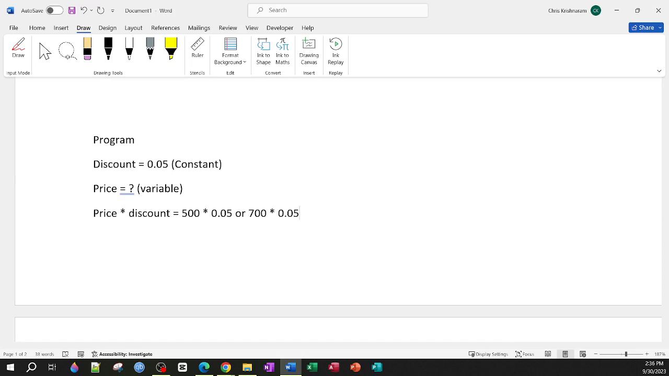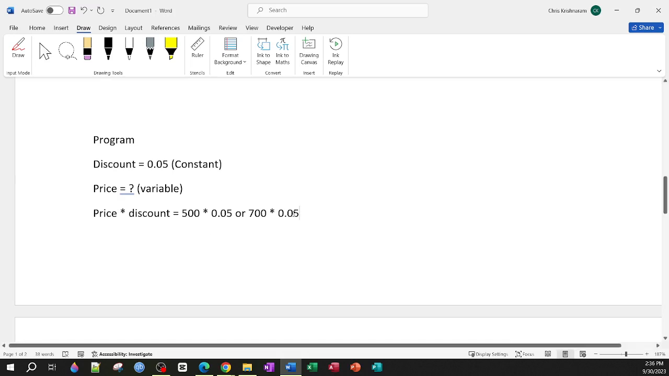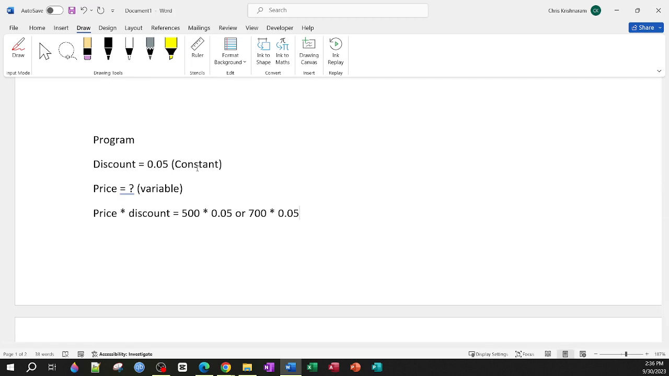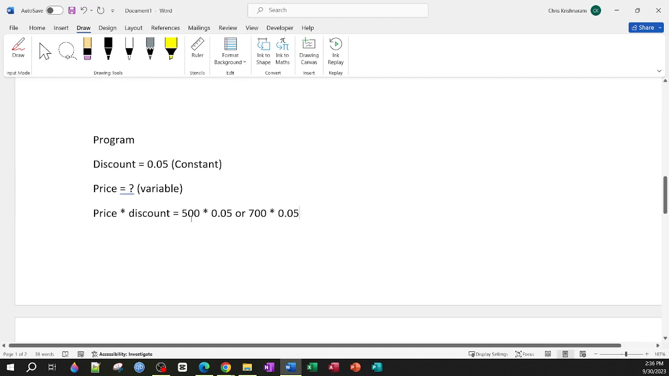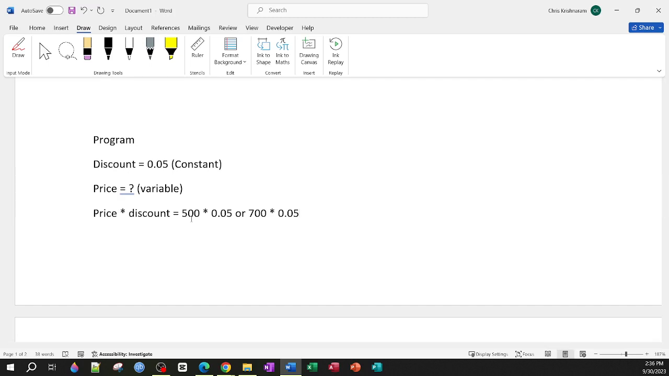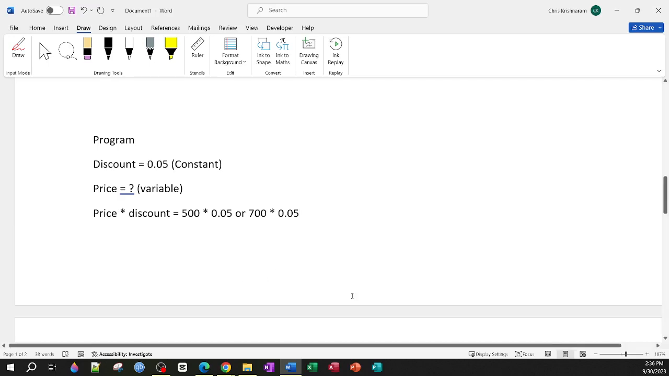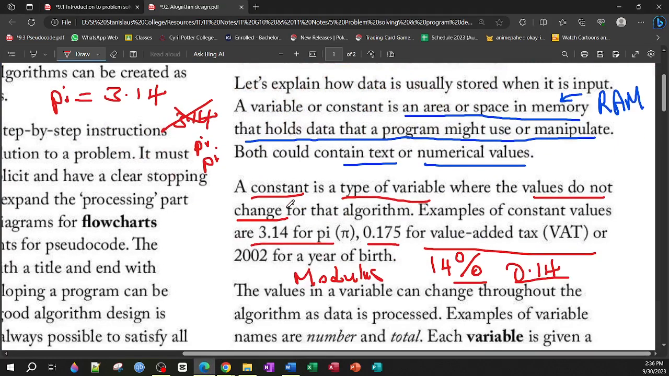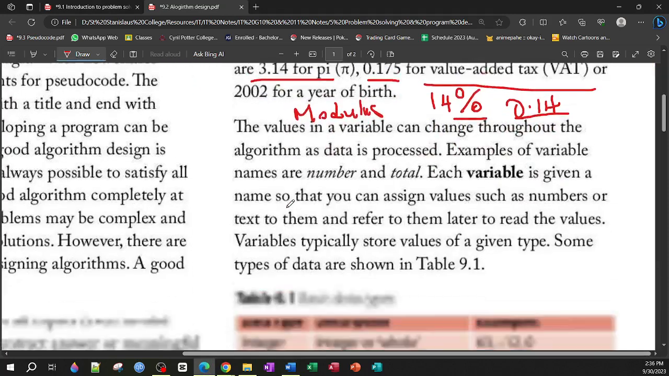So the discount part is always going to remain the same because that's constant. We're using a constant to store that value. It's going to keep that value. But the variable is allowed to change. Anytime the person enters a new price, it changes. Any questions? Any comments? No, sir. All right. Good. So that's the difference between a variable and a constant.